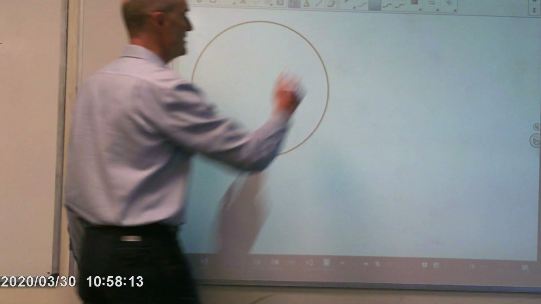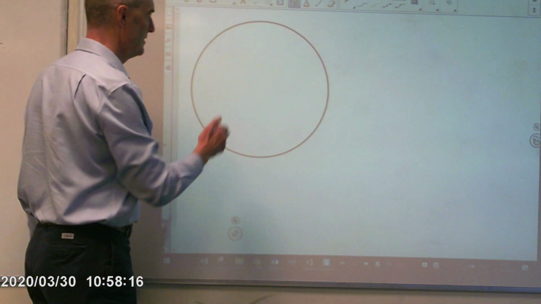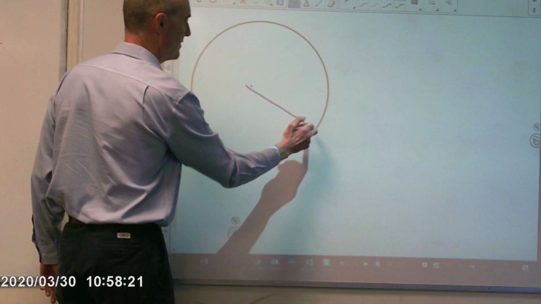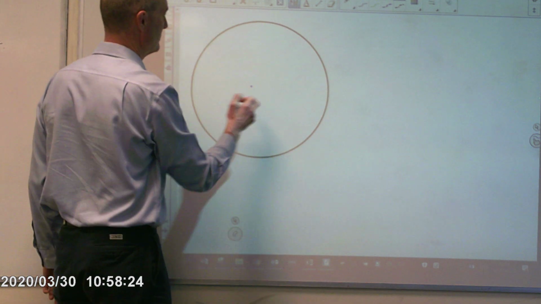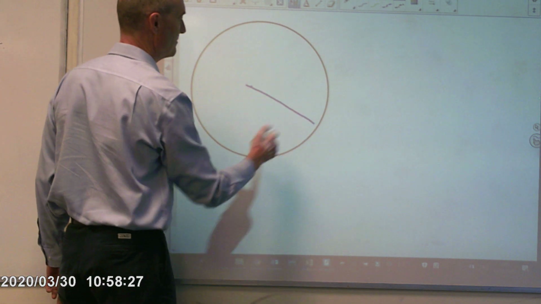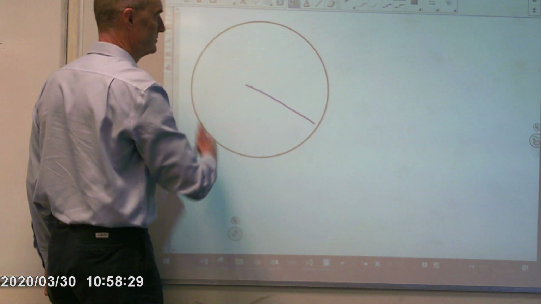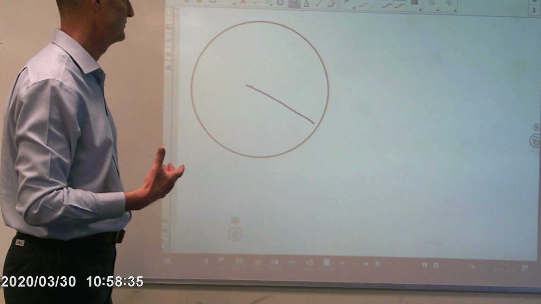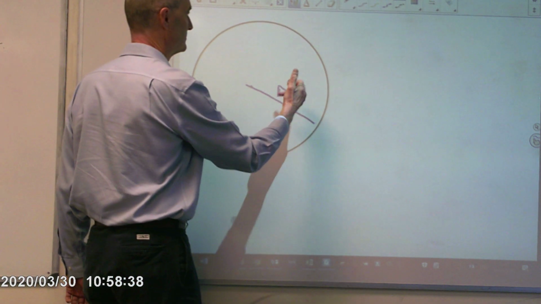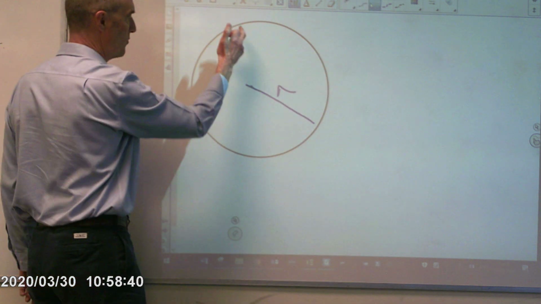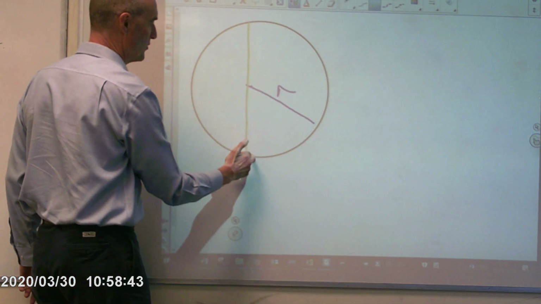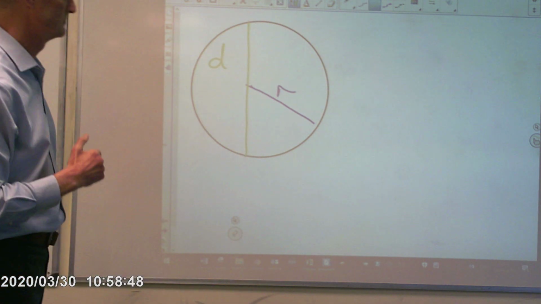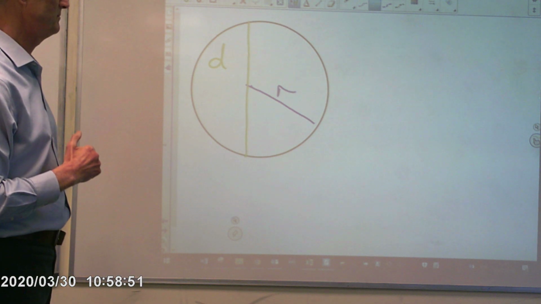Other terms that we need to remember in particular, I've spoken about already, the idea of a radius going from the centre point out to the circumference, the outside of the circle. Don't forget that circumference is that special word for perimeter of a circle. So that's the radius. The line that goes from one side of the circle through the centre point out to the other side of the circle is known as the diameter.